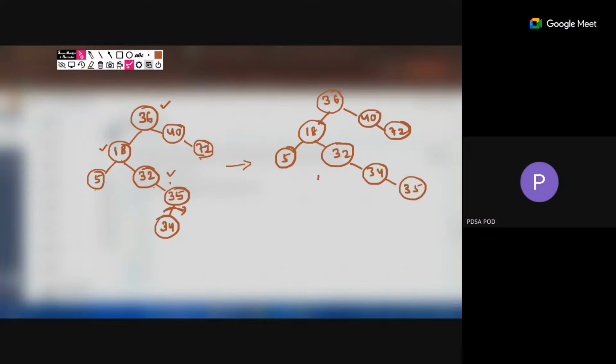Yes. So now this is a right-right situation. Sorry, now we will perform a right rotation. So that means at 34 we will perform that rotation, and so we become 36.